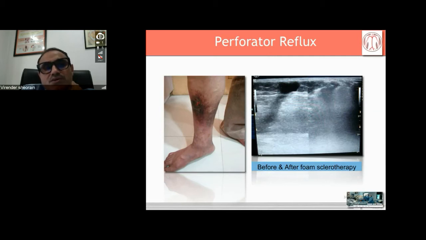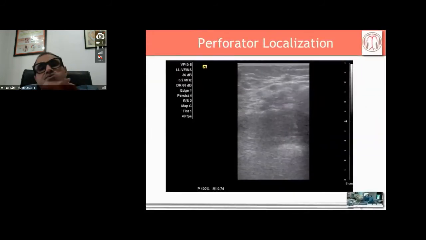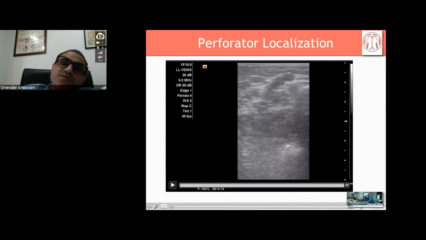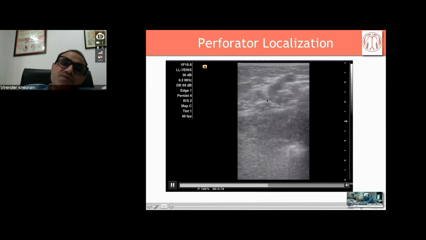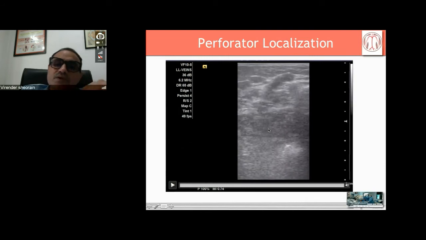As I had already told you, the role of ultrasound doesn't end just with diagnosis. It is very important during the intervention, and it is a standard of care. So you have to do all these procedures under visualization so that the complications are minimal. So here again, this is a video which shows localization of the perforator. If you look at this video here, you can see the perforator traversing the fascia, from the superficial to the deep venous system, nicely seen once you angle your probe accordingly.